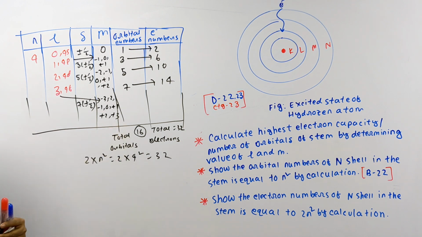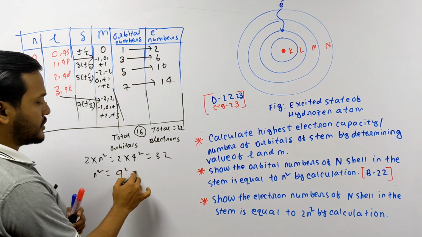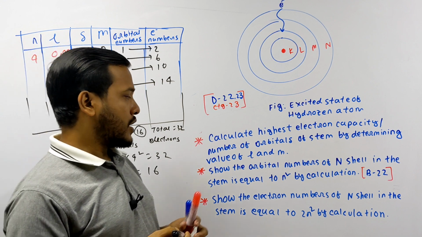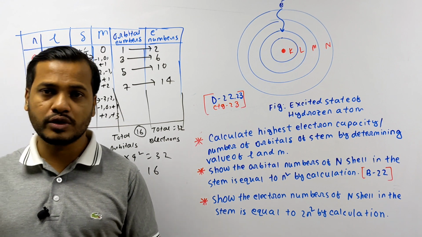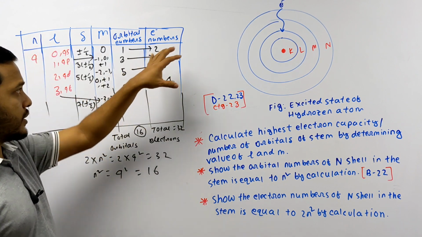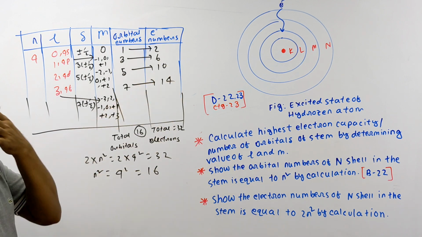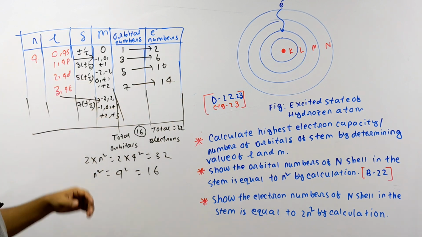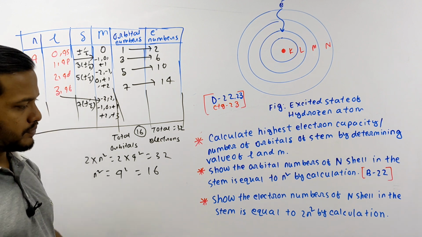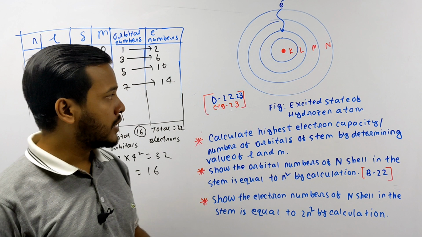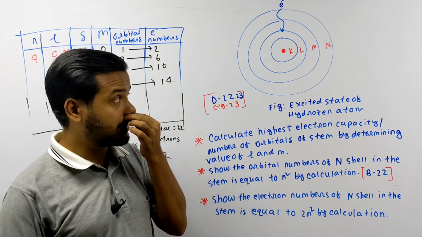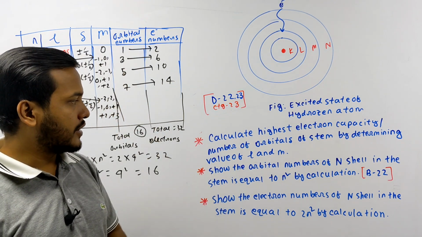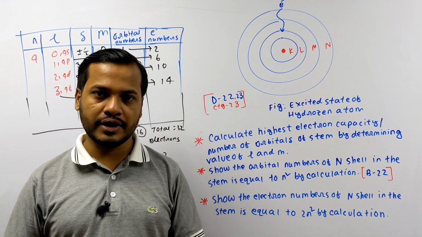Also, the orbital number follows the n² formula, because 4 squared means 16. I hope you got the point here. Calculate the highest electron capacity: electron capacity follows the 2n² formula, but you can also calculate this problem by using the quantum numbers n, l, s, m. This is a very important question, very important for frequent board questions. So I think all things here are clear for you. I hope you got the point. Thank you so much.